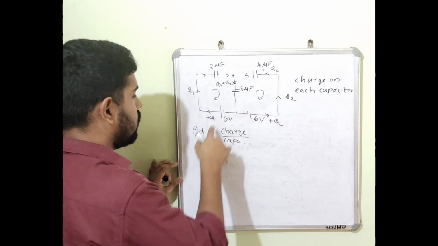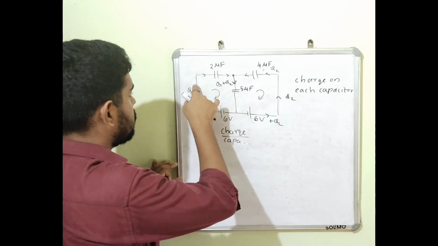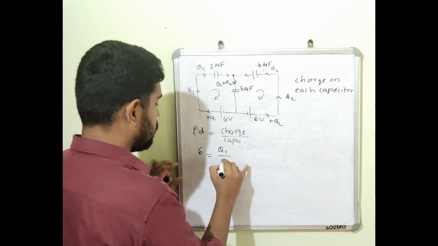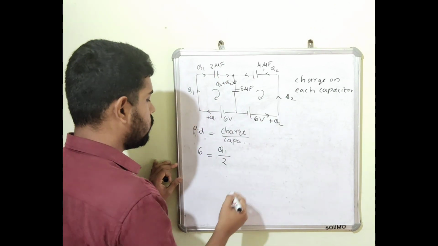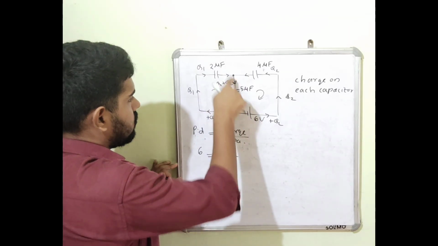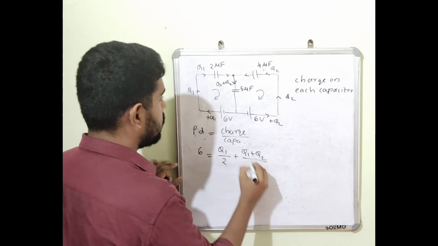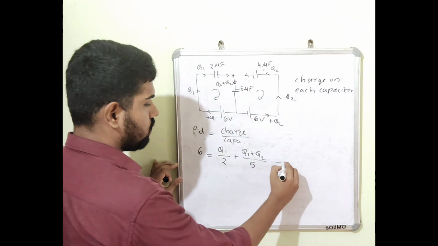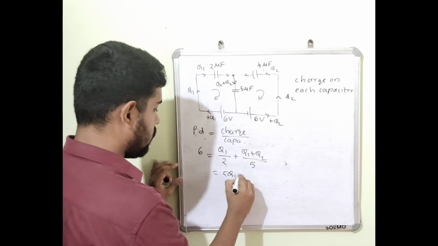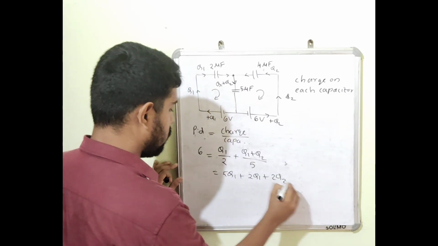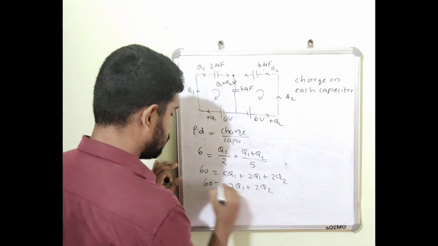So in this loop the potential difference is 6, and the first capacitor is this 2 microfarad and the charge is q1. So q1 by 2. I am taking only 2, not microfarad. Let us neglect that now. Plus next capacitor in this loop is 5 microfarad, in which q1 plus q2 charge is moving. So q1 plus q2 by 5. So this is our first equation. After solving this, 5q1 plus 2q1 plus 2q2 will get 60 here, then 7q1 plus 2q2. This is our first equation.